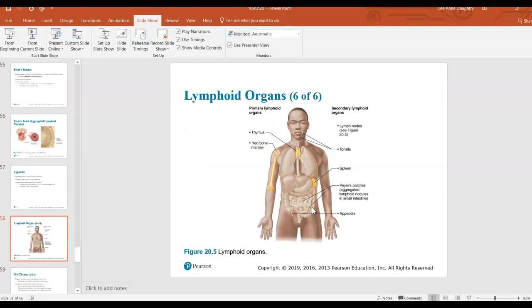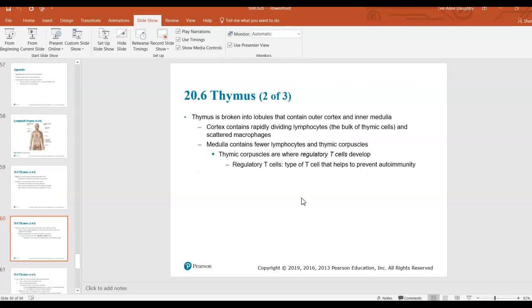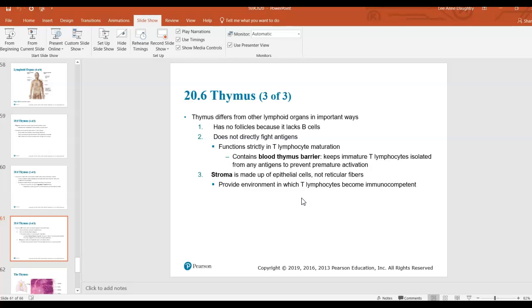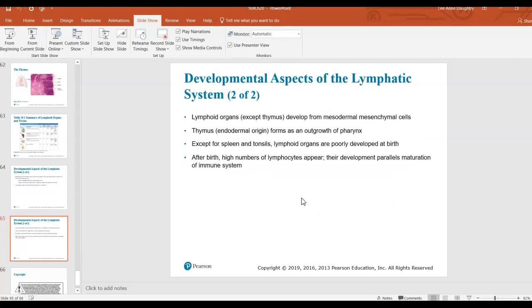The appendix is down here. The Peyer's patches are in the small intestines. The large intestine goes up and around and down, and the small intestines are in the middle, all folded up in there. The thymus is largest when we're smaller, and that is because it helps to build up our immune system.